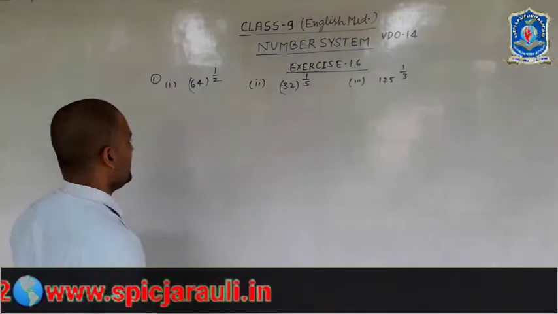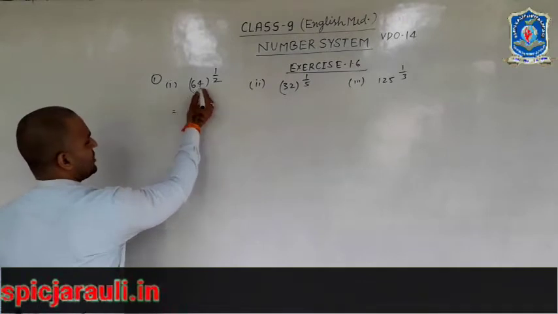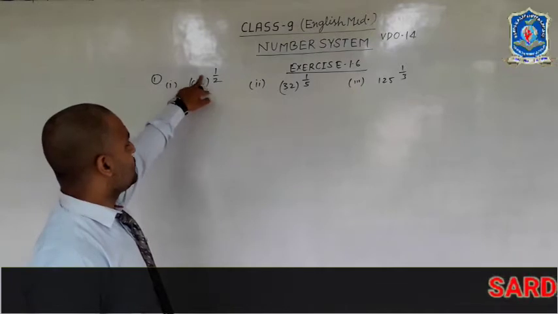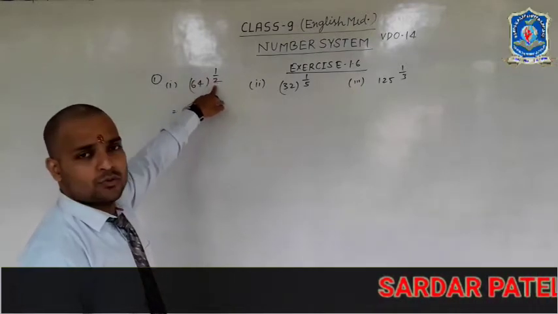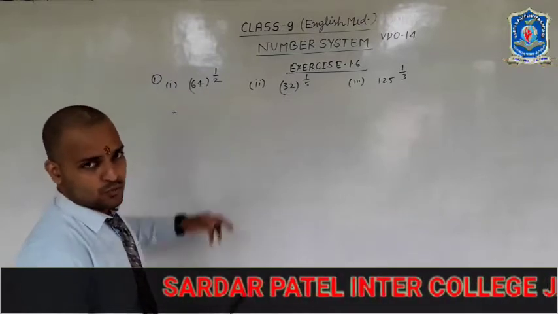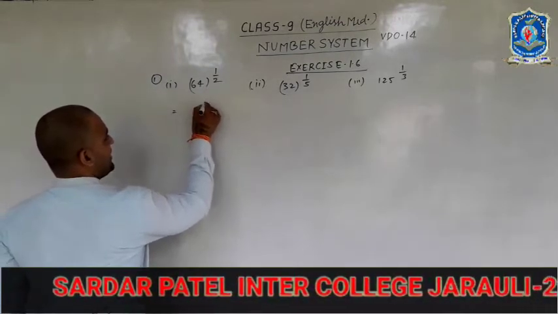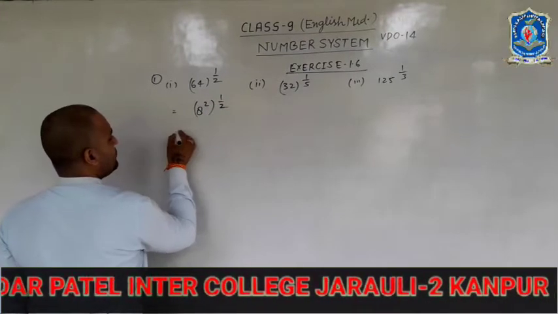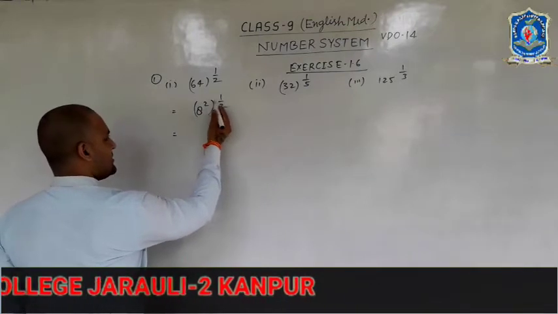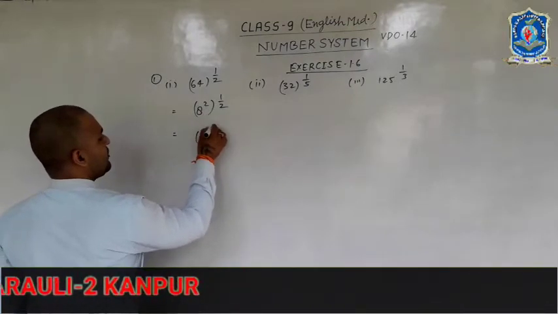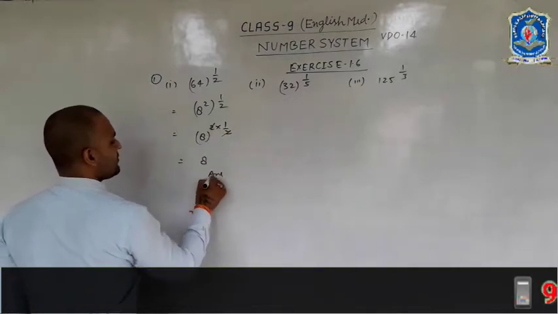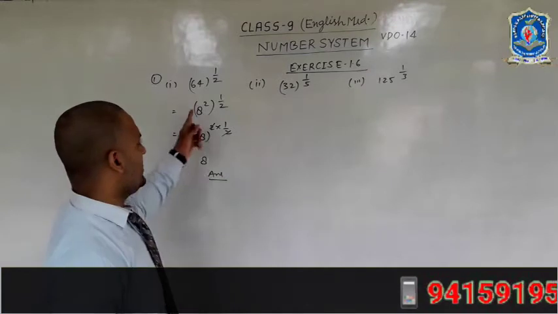Okay, let's see. This is 64. Write 64 in terms of degree 2, so we can write 64 as x to power 2. This can be written as x to power 2 whole power 1 by 2. By the law of exponents, the degrees will be multiplied, so x to power 2 into 1 by 2, the 2 cancels, and the answer is 8. Okay students, you got it.